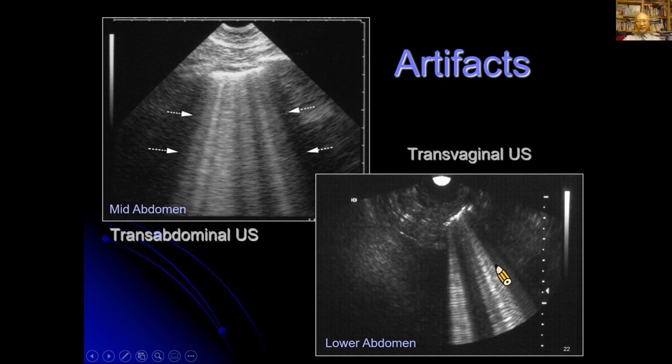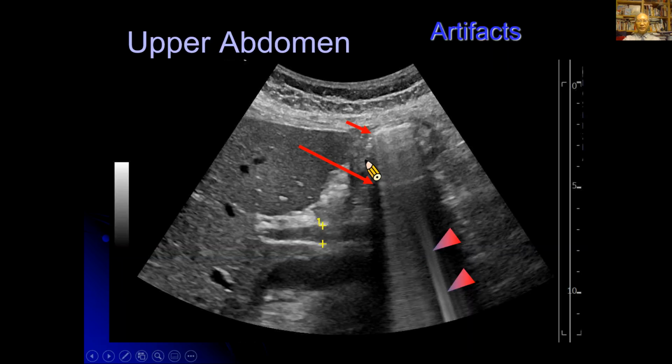reflections. Again, here there's a mid-abdomen and lower abdomen by transvaginal ultrasound because of small bowel gas. And in the upper abdomen, quite often you can see this kind of reverberation artifact, a specific reverberation artifact, ring down artifact, arising from the gas bubbles in the stomach.